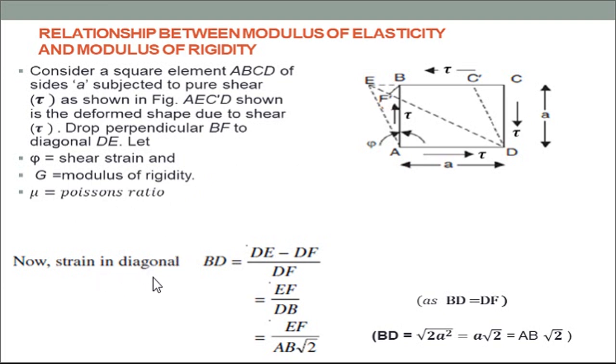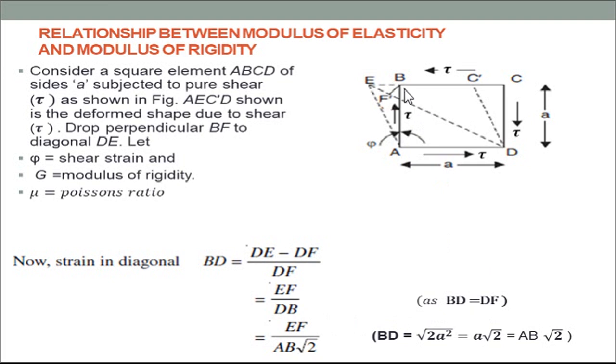Now, strain in the diagonal. We want to find out the diagonal strain. Our diagonal is BD. To find the strain in the diagonal, we have the formula: change in length divided by original length. You can see the total length is DE and the original length is DF. If you take the difference between DE and DF, this is the change in length EF, divided by the original length DF. So EF divided by DB, as we know that BD is equal to DF.